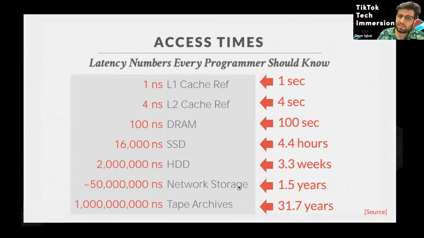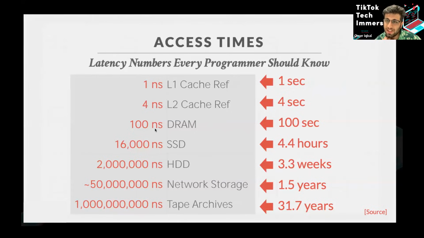In these access latencies, the L1 cache is 1 nanosecond. Let's say we model 1 nanosecond as 1 second, so that we model it in human time and get a better feeling for how long this is. So L2 cache is 4 nanoseconds, which is like 4 seconds. A DRAM dereference is around 100 nanoseconds, so it's around 100 times slower than an L1 cache lookup.